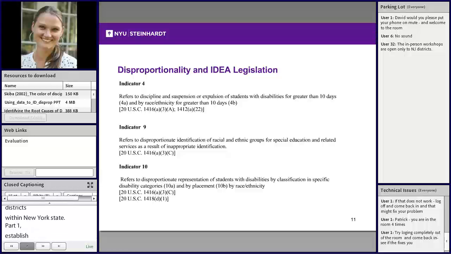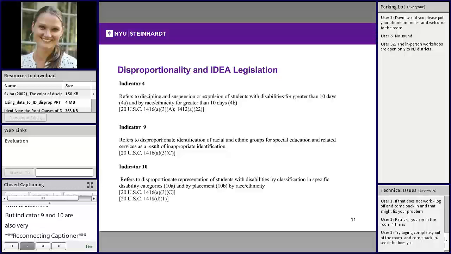Disproportionality comes directly from IDEA, the Individuals with Disabilities Education Act legislation, and there's 3 specific indicators that the federal law requires state education agencies and local education agencies to monitor disproportionate outcomes by race and ethnicity. The one that we'll be talking about the most today is indicator 4, which refers to the discipline outcomes of students with disabilities. But indicator 9 and 10 are also very important. They are related to the disproportionate placement and classification of students with disabilities.